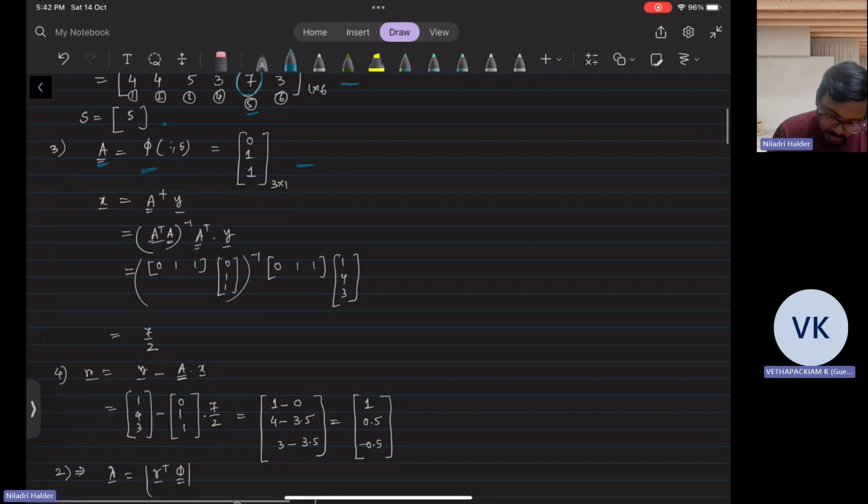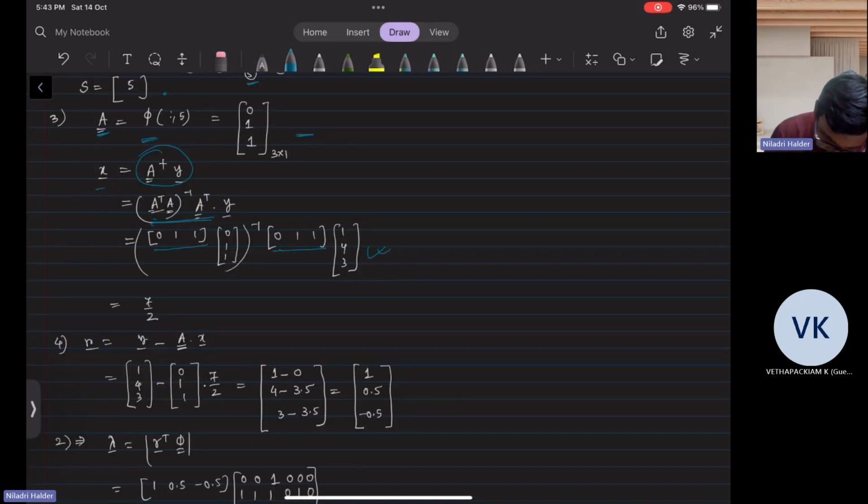Now I find x by using A dagger times y. A dagger means the pseudo inverse of A. The pseudo inverse formula is A transpose A inverse A transpose. So I use the pseudo inverse formula to find x. A transpose A means the row vector 0 1 1 times the column vector 0 1 1, then the inverse of this multiplied with A transpose, then y. This is just the formula.